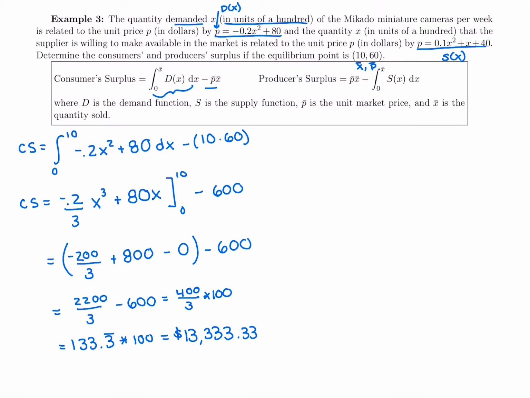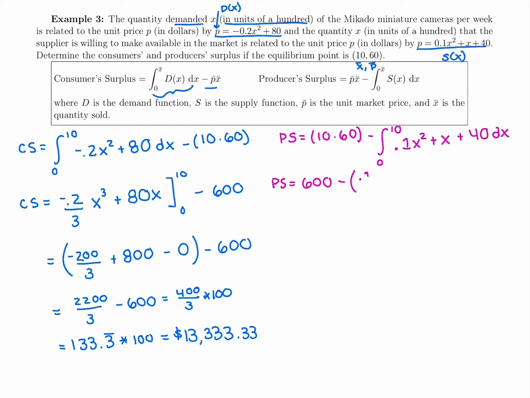Now let's see how the producer is feeling. How much are they getting above the minimum amount that they would have accepted? So feel free to pause this and calculate this on your own. It is just a basic integral. You just have to set it up yourself. It's starting with P bar times X bar in any order, 60 times 10 or 10 times 60, minus the integral from 0 to 10, always the X value, of the supply equation, which is 0.1 X squared plus X plus 40, and we have to put a dx on there. So the producer surplus is going to be 600 minus doing this integral.